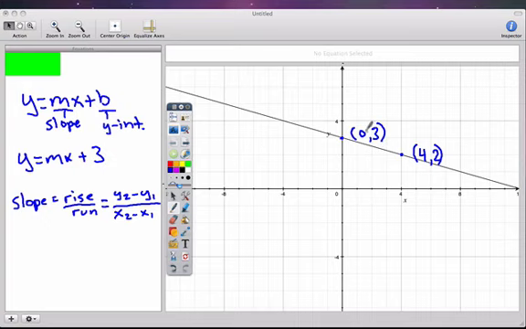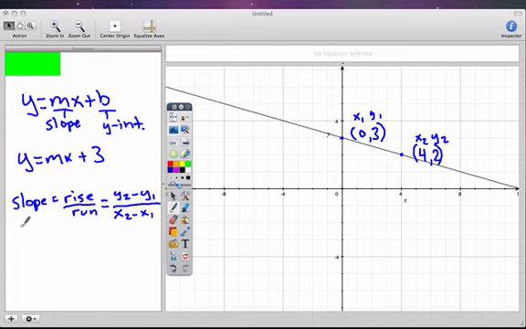Now it doesn't matter which one of these points we set up as x1 and y1 and which one we set up as x2 and y2. All that matters is that we're consistent in our subtraction. So if we choose this point as y1, this point has to be x1. And so that will make this y2 and this x2. So let's fill in those numbers and find out our slope.